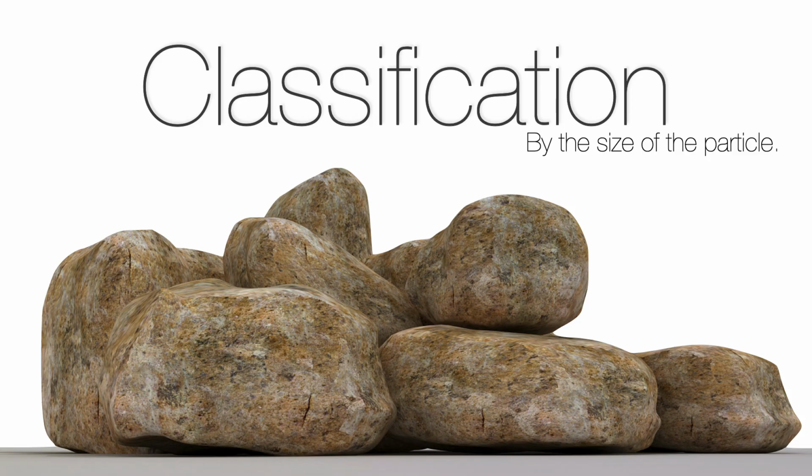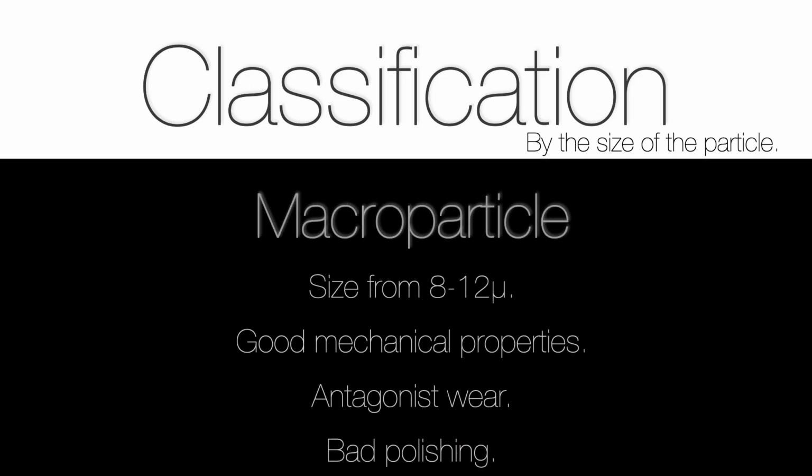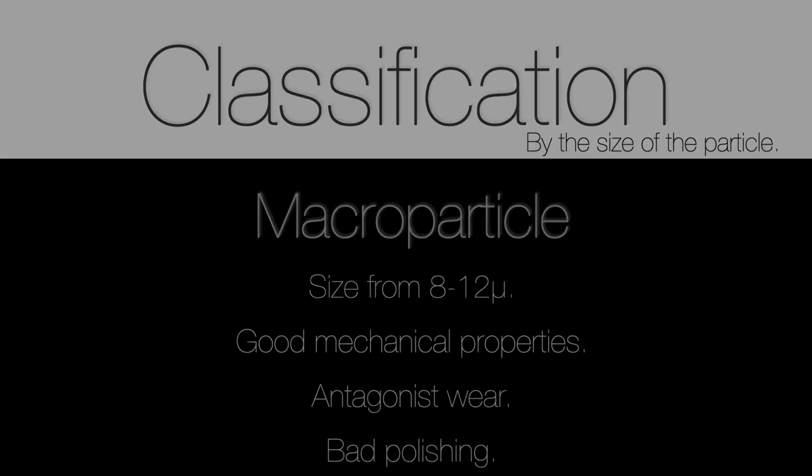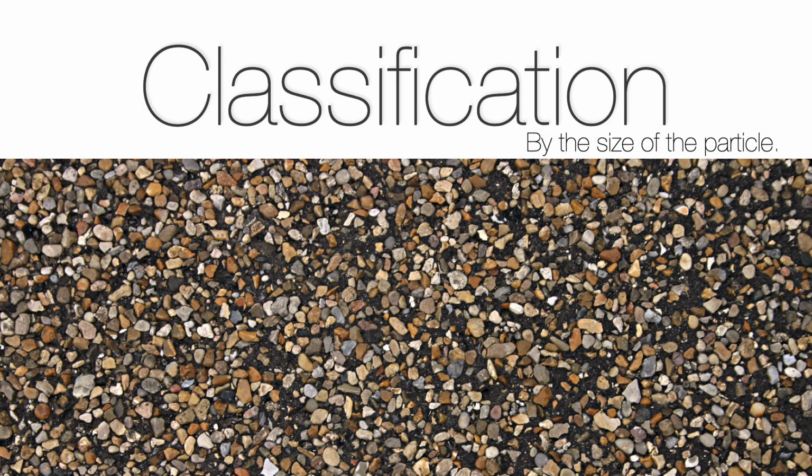So going really fast through the classification by size of the particle, we know that the macroparticle composite was one of the first ones we had on the market. It has bigger particles, and the mechanical properties were really good, but they caused a little bit of wear on the antagonist and bad polishing, which led to water absorption, discoloration, and adjustment of the margin. So we don't use it anymore.